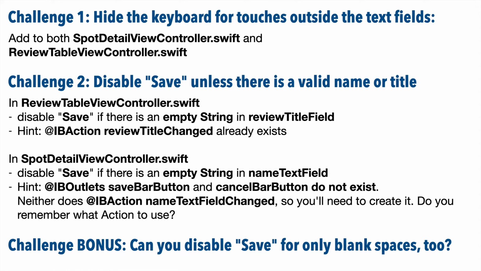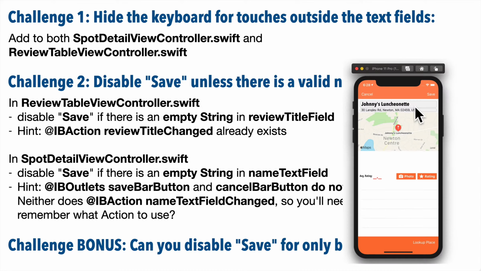Well, Swifter, you don't want to forget important skills you learned in earlier apps, so in this first challenge, we're going to implement code so that when the keyboard is showing, if you touch an area outside of the text field or a text view, the keyboard will go away. Hint, you've actually got this code in one of your view controllers already. Just make sure it's in both the Spot Detail view controller and the Review Table view controller.